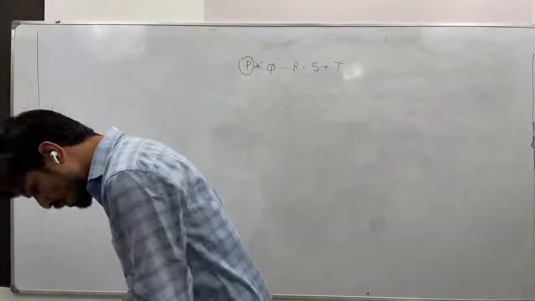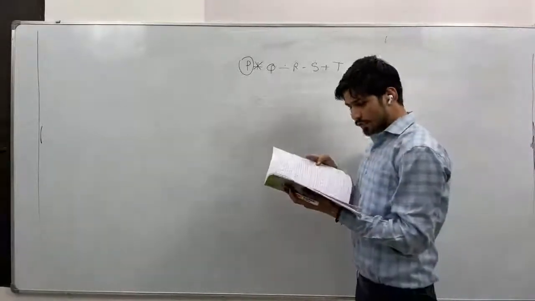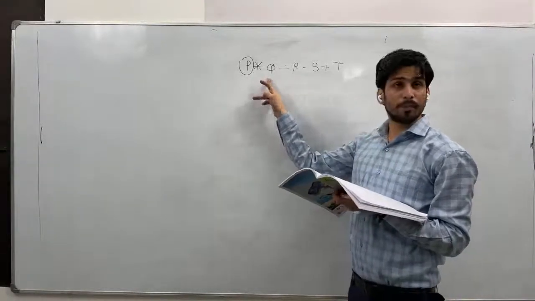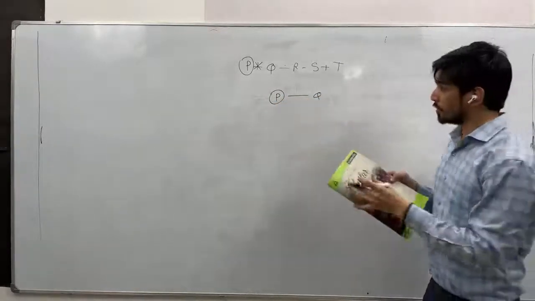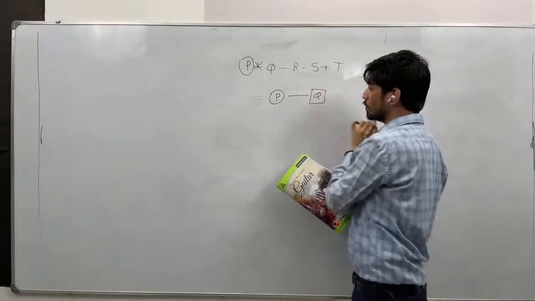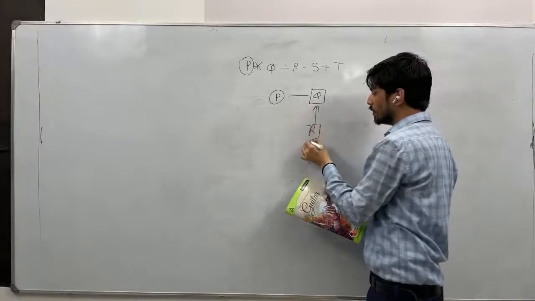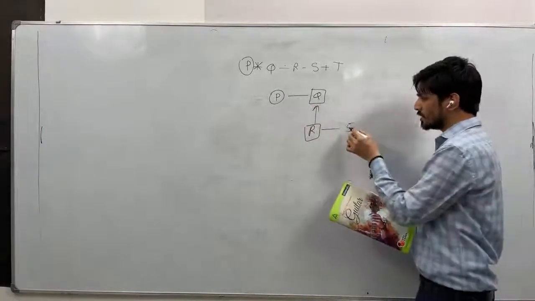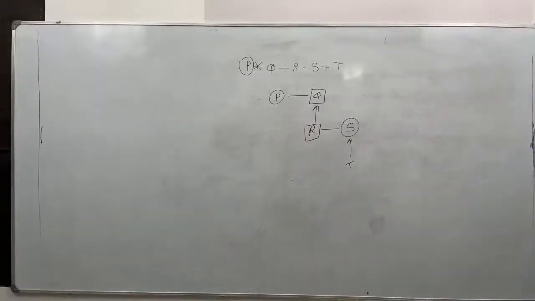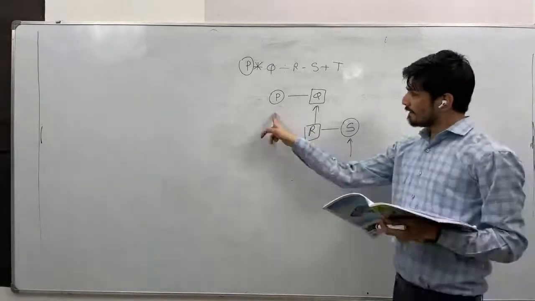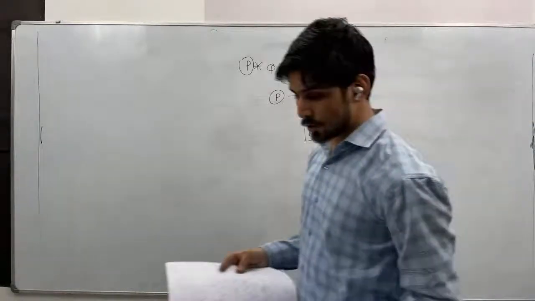So first, this question we'll do with the help of a tree diagram. What is given? P star Q, what does it mean? P is the sister of Q, right? Next, Q is the father of R. R is the brother of S. S is the mother of T. Now from here you can easily identify what the answer should be. P is the... Done. Next question.